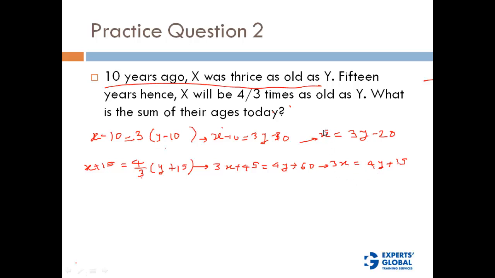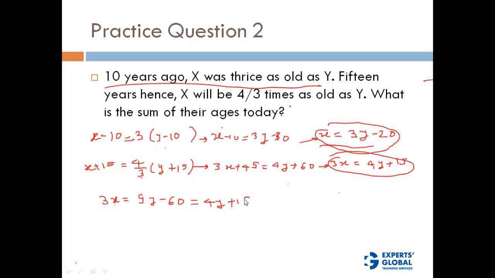right? Now in one equation we have x, in the other equation we have 3x. So multiply the first equation by 3 and substitute. So basically we are doing the substitution method. From the first equation, 3x is going to be 9y minus 60, and from this equation, 3x is going to be equal to 4y plus 15. So this is the first method we are using, correct? 3x is equal to 9y minus 60 is equal to 4y plus 15.